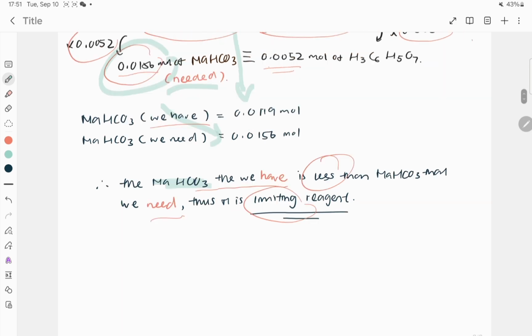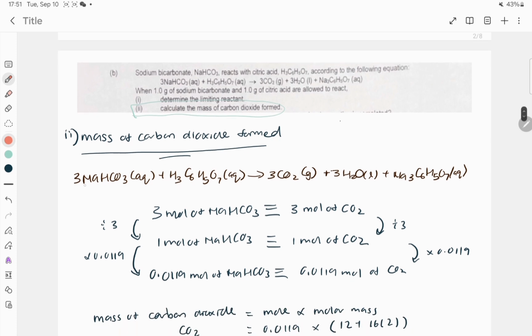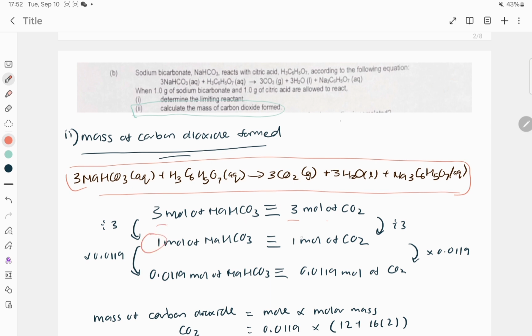Proceed to the second question of B, the B2. We need to calculate the mass of carbon dioxide formed. Again, we need to write out the equation first, so we can take out the information from here. We know that 3 moles of NaHCO3 will react with 3 moles of CO2. So 3 moles, we make it 1 first, so it will be easier in our further calculation.